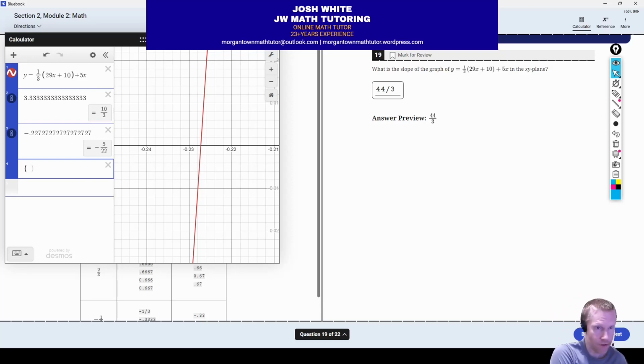So now I'm going to calculate the slope. So for the y-intercept value, for the top one, I'm going to do 10 thirds minus the y value for my x-intercept, which is just 0. Now divide that whole thing by the x-coordinate from my y-intercept, which is 0, and then minus the negative 5/22.